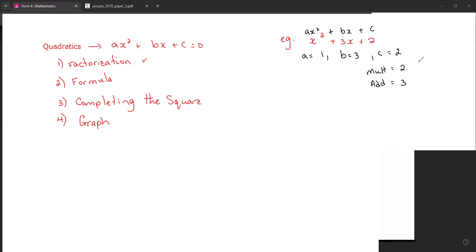So what I like to do is look at all the ways I could multiply to get this number. The only way we can multiply to get 2 is 1 by 2. And if I add those two, 2 plus 1, I'll get 3. So those are my numbers. So we're going to take those two numbers.